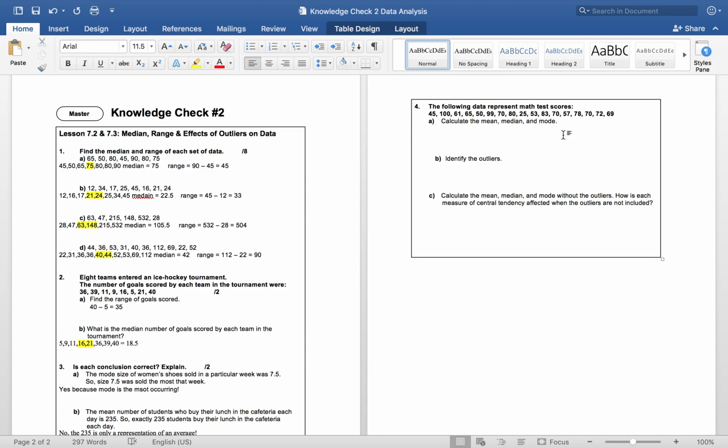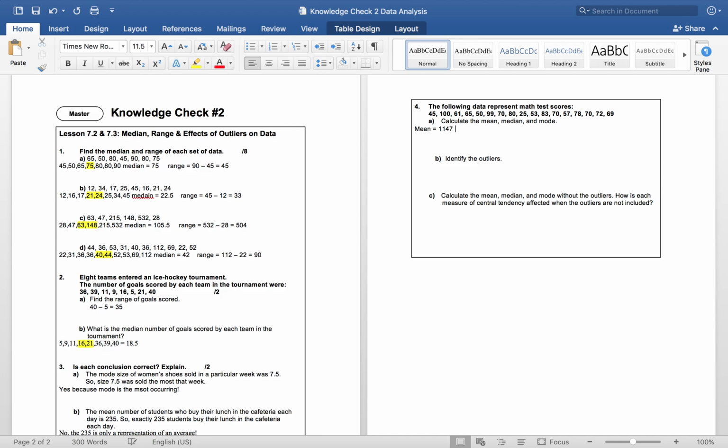So what this starts with right now is a whole bunch of data. So I think there is 17 tests written there. It first asks you to calculate your mean. So to calculate your mean with this, we are going to have to add up all the numbers. So if we first add up all those numbers that are up above, we should get 1,147.